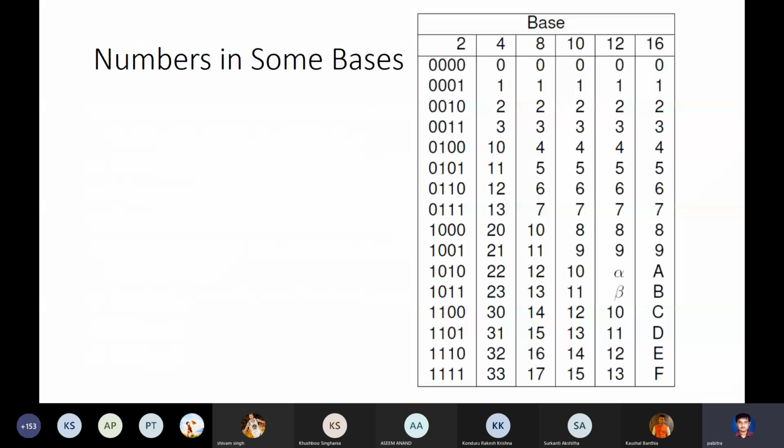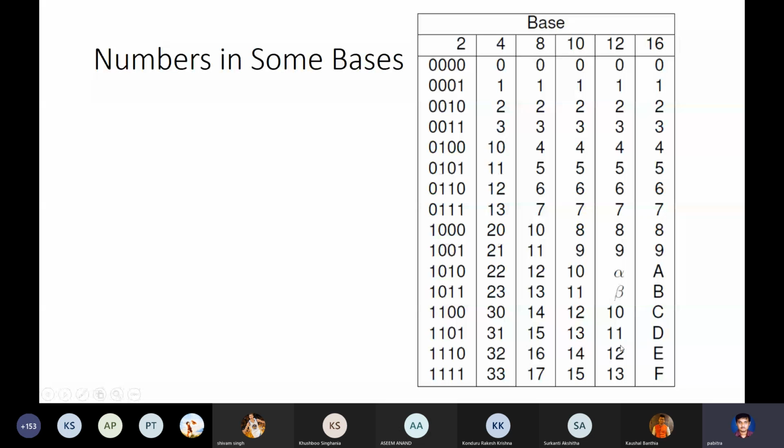Okay, so here are some representations. The bases are 4, 8, and 16. You can see 16, which is the hexadecimal, has digits from 0 to 9, and the remaining are A, B, C, D, E, F, capital. Similarly, base 12 has 0 to 9, then alpha, beta, then 10, 11, 12, 13. Base 10 has all these things.